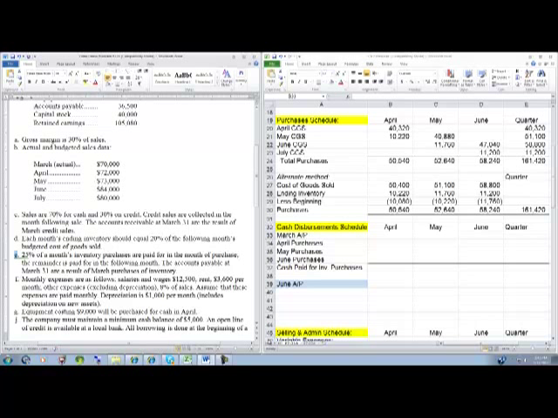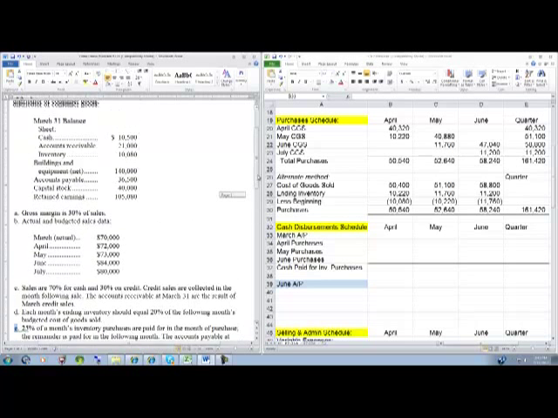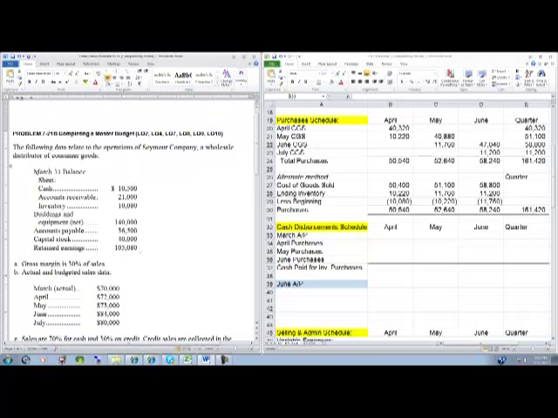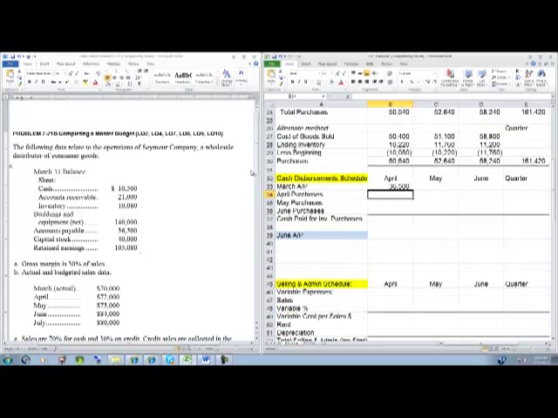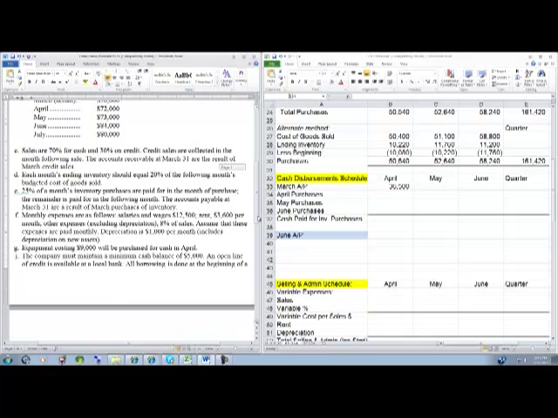Well, if 75% of any month's purchases are paid in the month following, then it makes sense that whatever was purchased in March but is not going to be paid till April would be in our accounts payable. Remember from the first video that we started out with a beginning balance sheet, and we can see here that the accounts payable at the end of March was $36,500. That's that 75% of March purchases, and we're going to put that in our April column because that's when we plan to pay it.